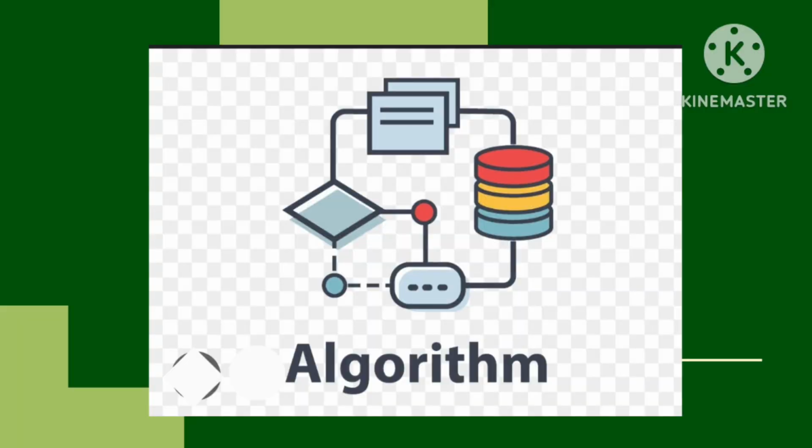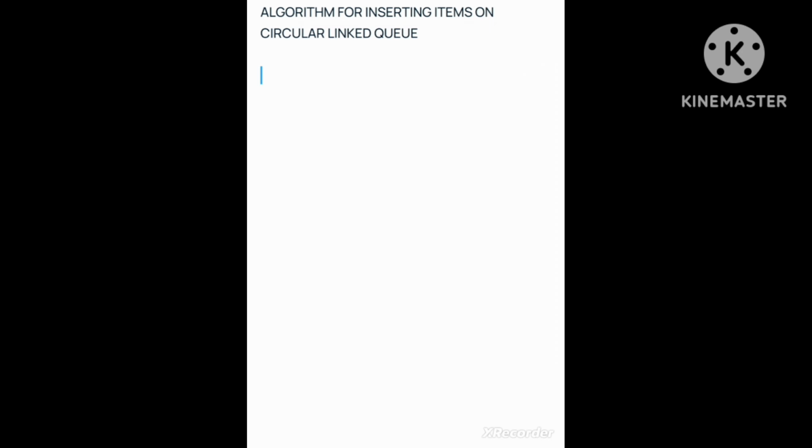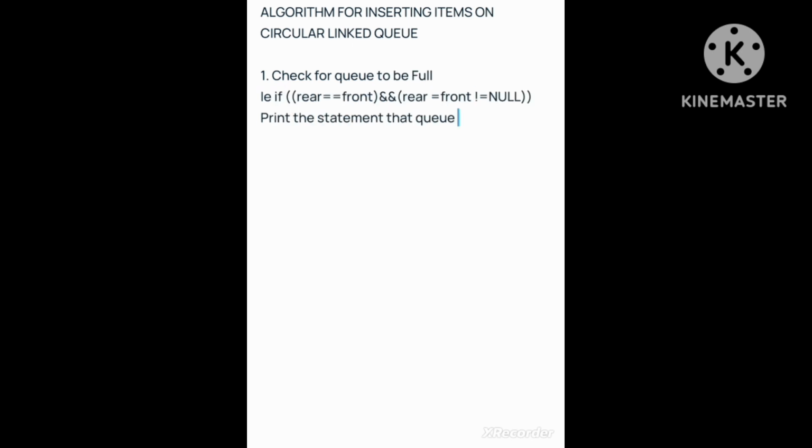Now let us first start with insertion operation in circular queue. So let us start with the algorithm of insertion operation. So first of all, we will check for our queue to be full. For that, we will check the value of rear and front to be equal and also not equal to null. Then we have to just print the statement that our queue is full and we will exit from the loop.